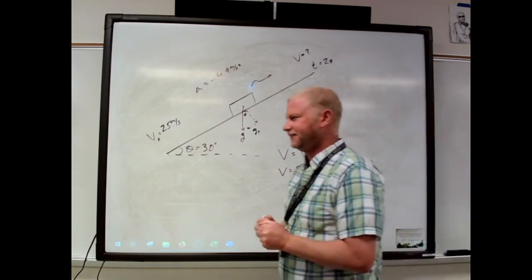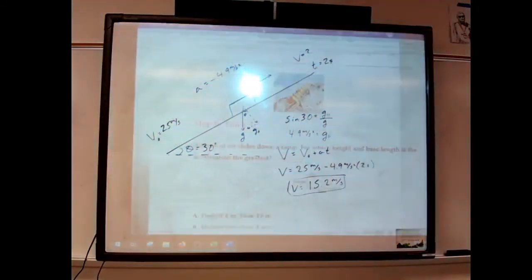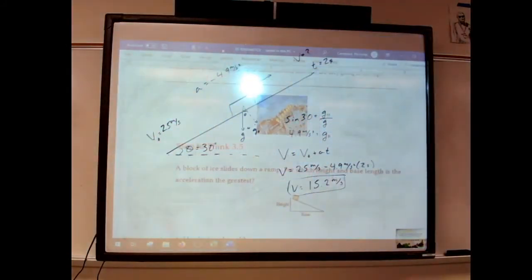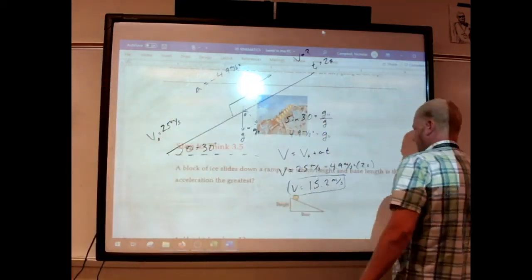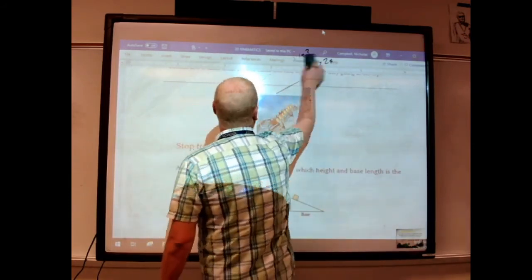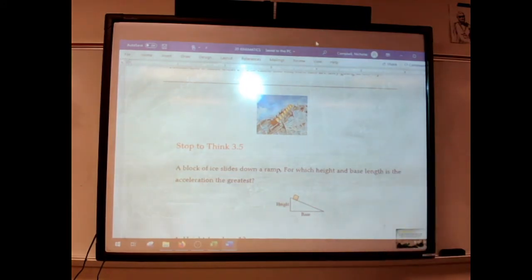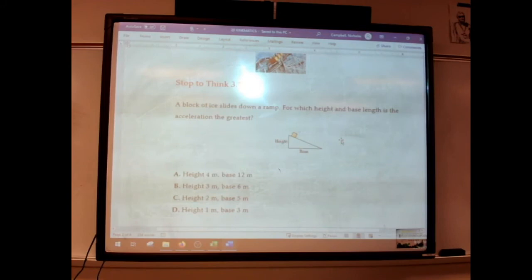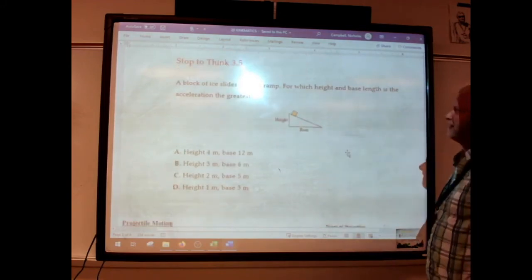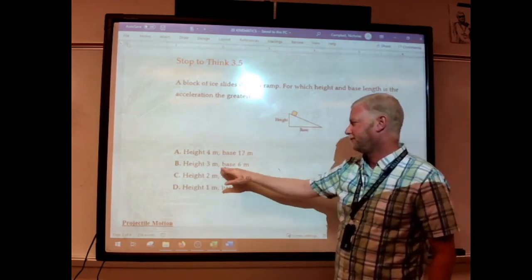Now let's look at that conceptual example down at the bottom. I'm going to pull that document over here. So take a second, pause the video, and see if you can figure it out on your own. So we've got a block of ice that slides down a ramp. For which height and base length is the acceleration the greatest? They give us a selection of bases and heights.